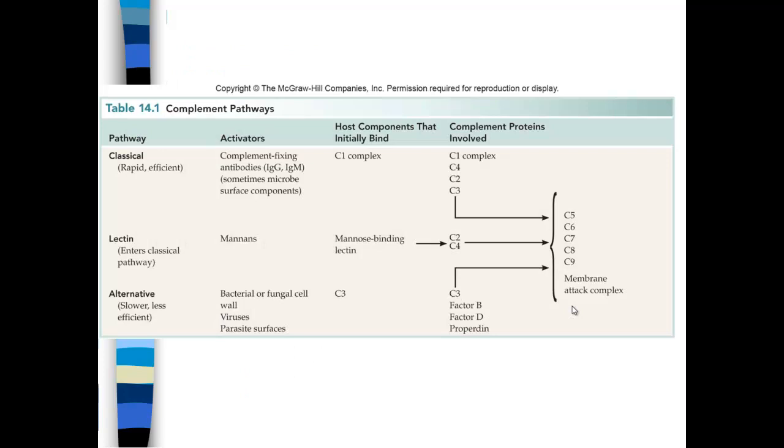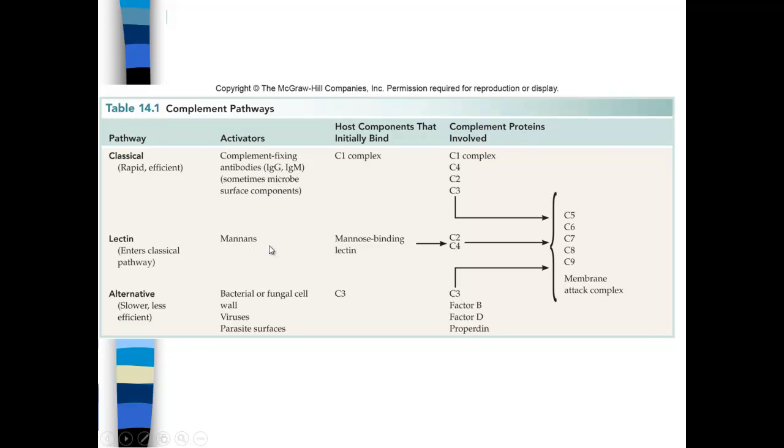Each pathway will ultimately lead to what's called a membrane attack complex, and the membrane attack complex actually pokes holes into the cell membrane of the invading bacteria or protozoa or fungi, whatever. You can see that this is convoluted. There are a lot of different activators. The classical pathway is activated by antibodies.